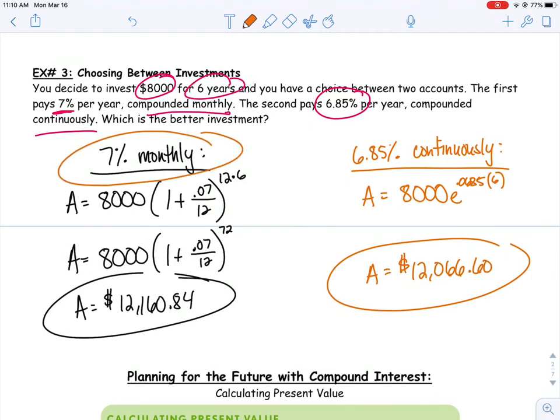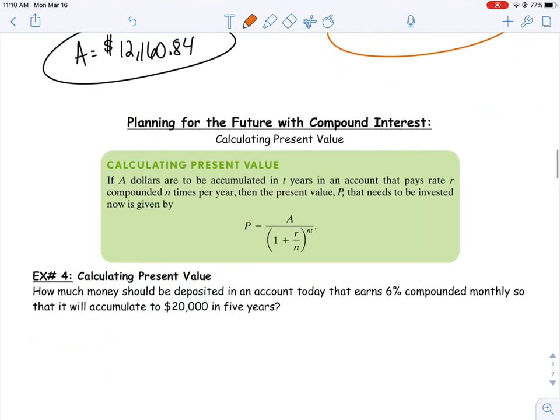Oh, so it looks like the Bank A that has the 7%, even if it's only compounded monthly, because it's 7%, it looks like that's going to give us more money than a 6.85%, but that's compounded continuously. I maybe thought that the continuous one would have been better, but maybe because the interest rate is a little bit higher, that's how you're getting more money. Okay, so point is, make sure that you know how to use the different formulas and when to use those different formulas and how to put it in your calculator the correct way.